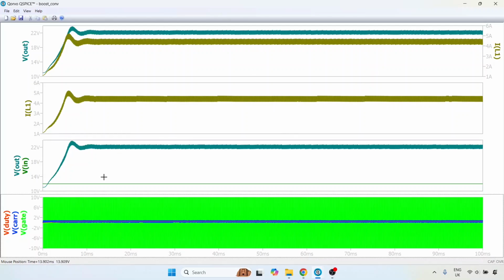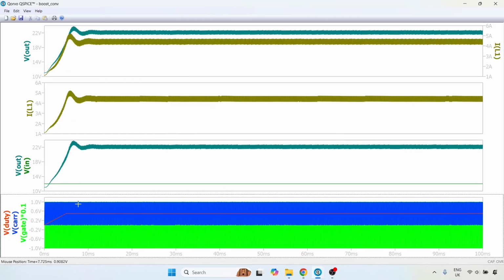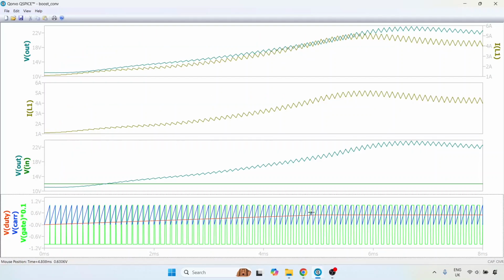So first thing we're going to do, we're always going to go and verify whether the gate voltage is indeed legit. So for that I'm just going to multiply this by 0.1 so that we can at least scale this. And here you can see very clearly we are still applying the same ramp to our duty ratio. So the duty ratio is gradually increasing from 0 to 0.5 and I'll talk about the significance of this particular thing very soon.